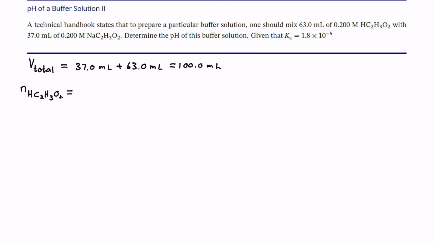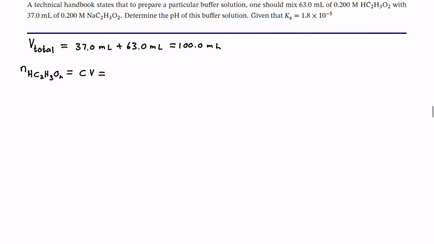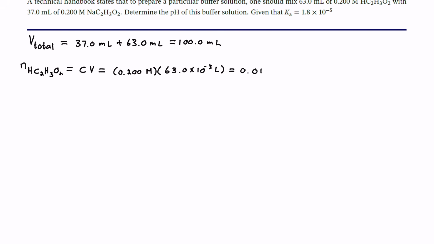The moles of HC2H3O2 is going to be equal to the concentration multiplied by the volume. The concentration for the acid is 0.200 molar, which is mole per liter, multiplied by 63 milliliters, so that's 63.0 times 10 to the negative 3 liter, which gives me 0.0126 mole HC2H3O2.